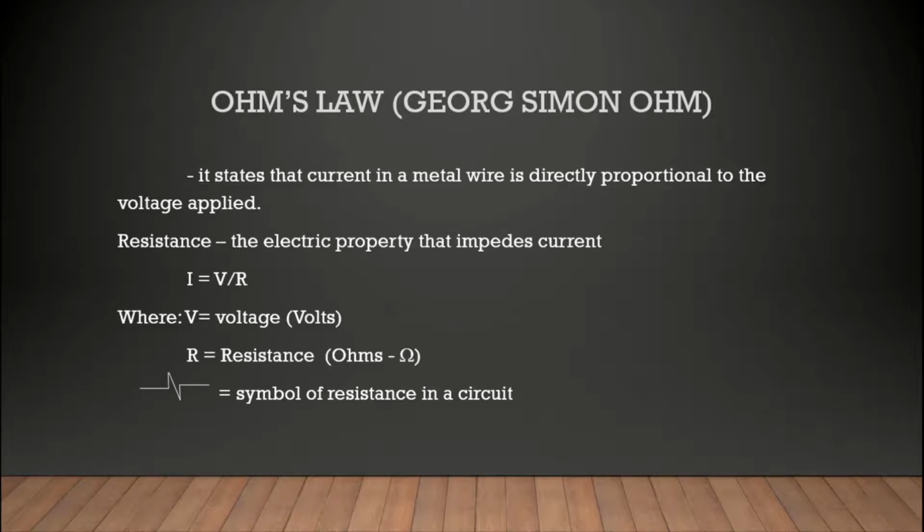And this also, where V in this relationship, this is called Ohm's law, where electric current is proportional to the voltage applied, where V here is the voltage in volts, R is resistance in ohms. Ohm is the unit, and its symbol is omega, and this one is the symbol of resistance in a circuit.